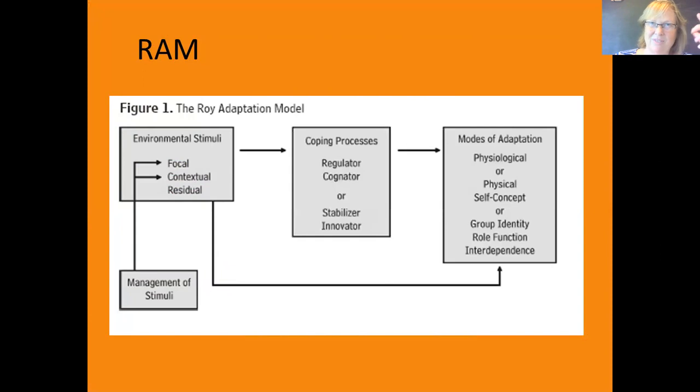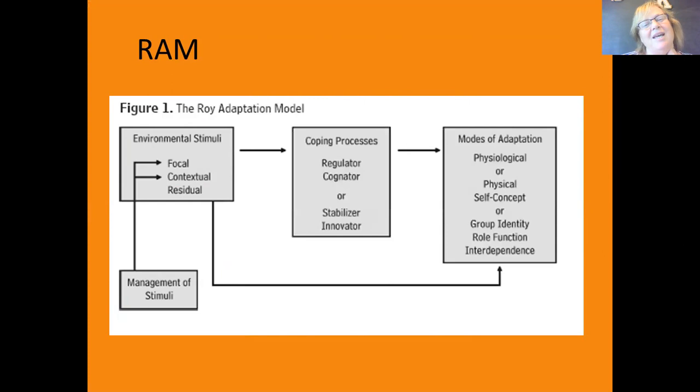So the regulator, remember, is physiological processes. You don't have to take part in them yourself. The cognator system, on the other hand, is the thinking and feeling part of that. If we're talking about a group, the subsystems that are involved include the stabilizer and innovator subsystem. The stabilizer helps the group to remain stable. The innovator allows the group to effect change.